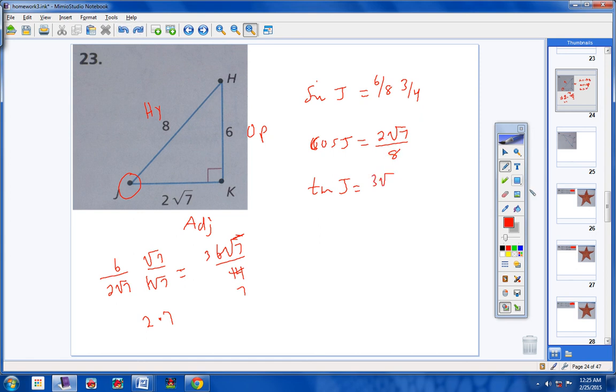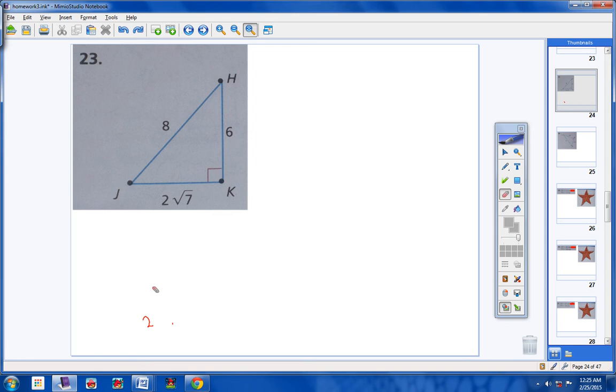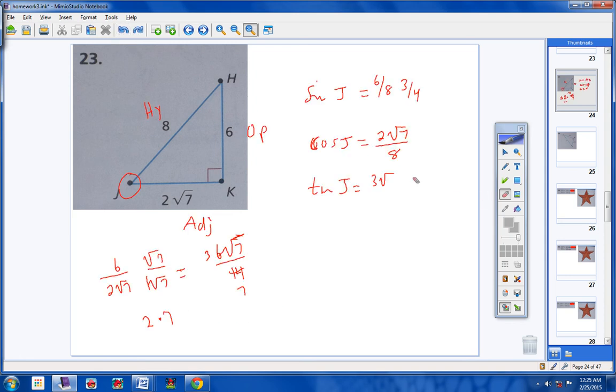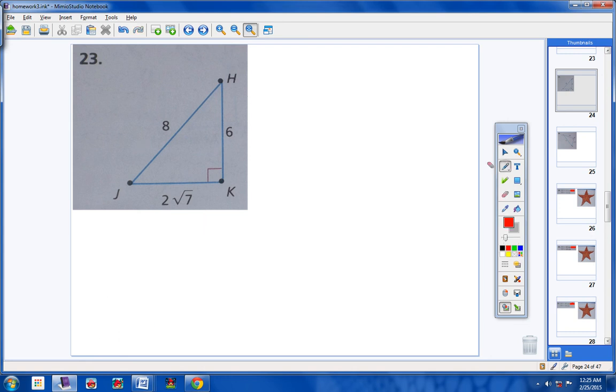Okay, now, let's go ahead and try this again very quickly. So now, let's find the sine, cosine, and tangent of H. So this is opposite, this is hypotenuse, this is adjacent, so sine of H. And again, I'm not trying to win the Teacher of the Year award, okay? I'm trying to go fast here. Alright, sine is opposite over hypotenuse, so 2 square root of 7 over 8. The 2 and the 8 will reduce. Square root of 7 over 4, okay?